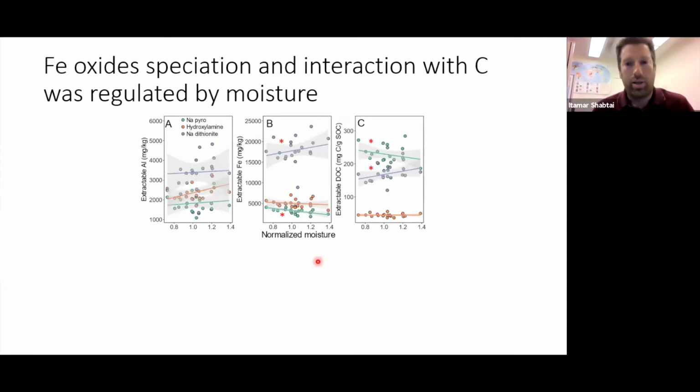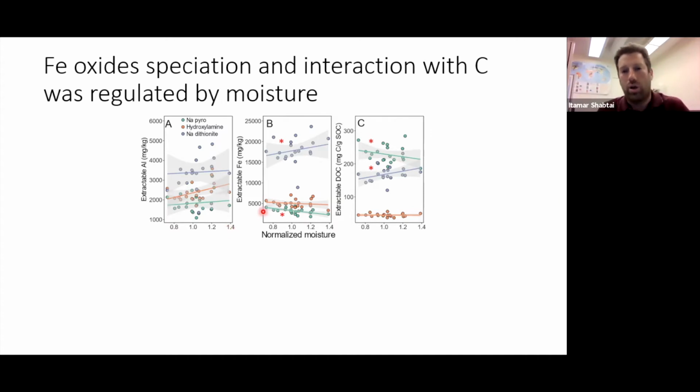So first of all, we did a sequential oxide extraction in which we extracted increasingly crystalline phases of the soil, and I'll walk you through these results. As a function of normalized moisture values, we have the extractable aluminum, extractable iron, and extractable carbon concentrations in the different extracts. We don't have to think now about what color is which. The aluminum concentration was basically constant across the different normalized moisture values, and this is because aluminum phases are usually not moisture sensitive and not redox sensitive.